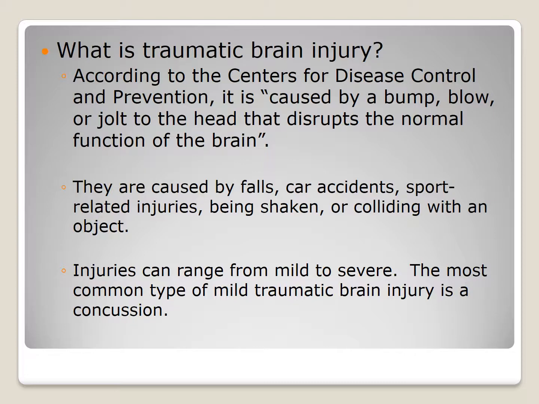So, what exactly is a traumatic brain injury? Well, according to the Centers for Disease Control and Prevention, TBI is caused by a bump, blow, or jolt to the head that disrupts the normal function of the brain. TBIs can occur for a variety of reasons, such as falls, car accidents, sports injuries, collisions with objects or other people, or being shaken, such as may be the case with a younger child or an infant. Injuries can range from mild to severe. The most common type of mild traumatic brain injury is a concussion.